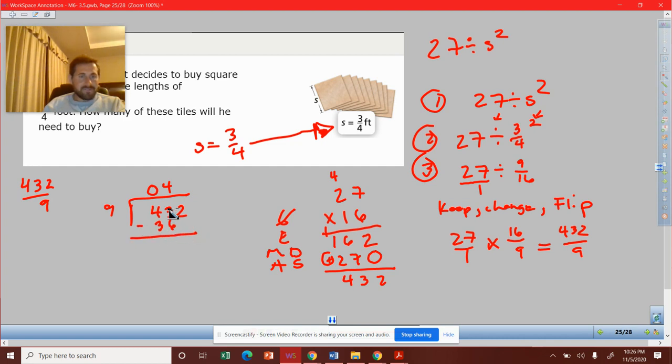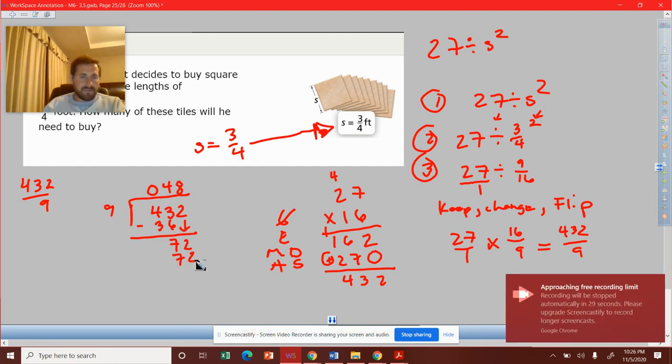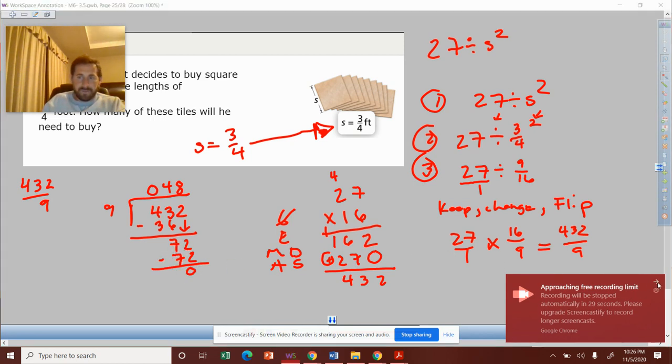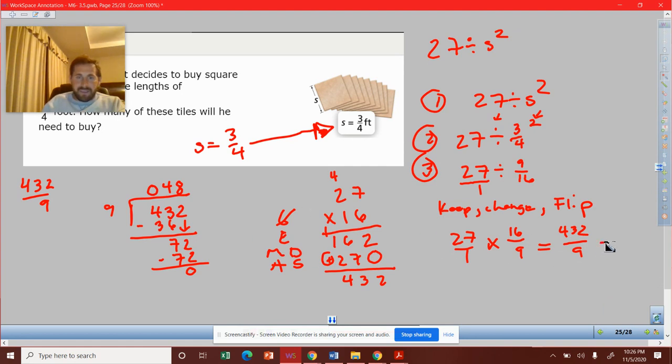And I can subtract that. So 43 subtract 36 is 7. And then I can bring down the 2. 9 goes into 72 8 times. 9 times 8 is 72. So there's my answer. 72 minus 72 is 0. So we get this answer to equal our division of 48. So now if he goes to the store buying these tiles instead of the ones that are 1/3, instead of needing 243, he could just have 48 tiles. So that might be a decision he makes once he knows the cost.